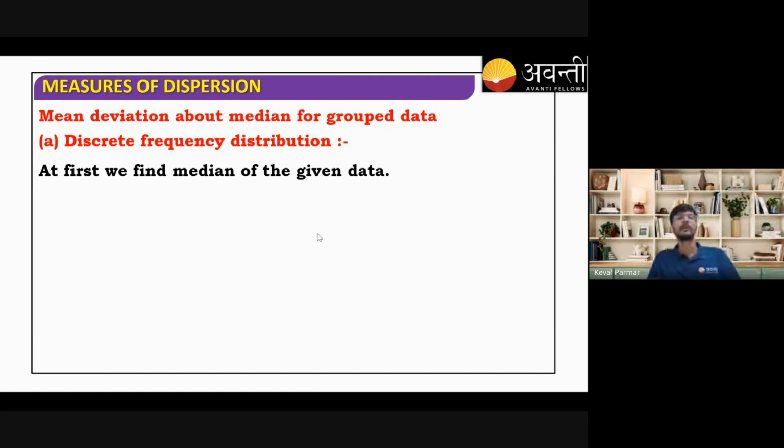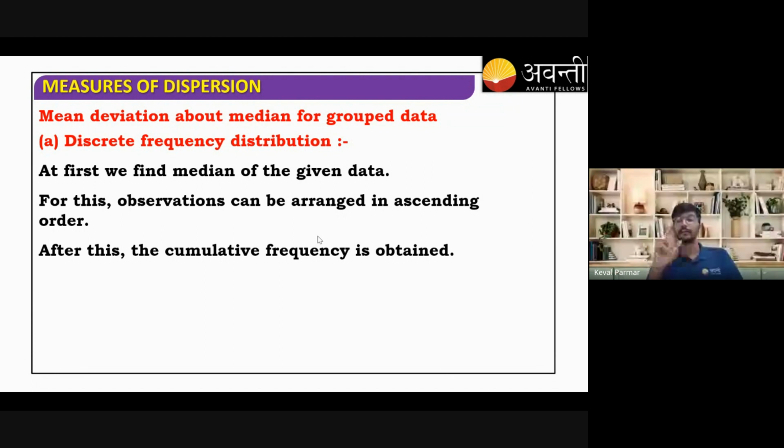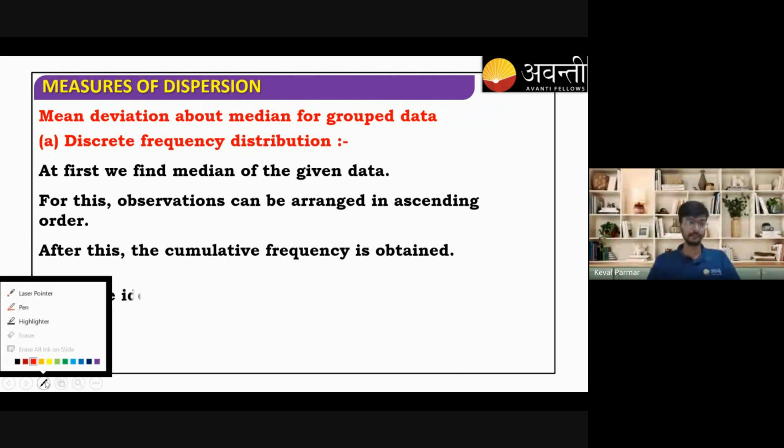So at first, we find the median of the given data. Obviously, guys, to find the mean deviation about median, you first require to find the median of the grouped data of discrete frequency. So let's see. First we have to arrange the observations in ascending order. After that, we have to get cumulative frequency. I hope you know what cumulative frequency is. Let's take an example.